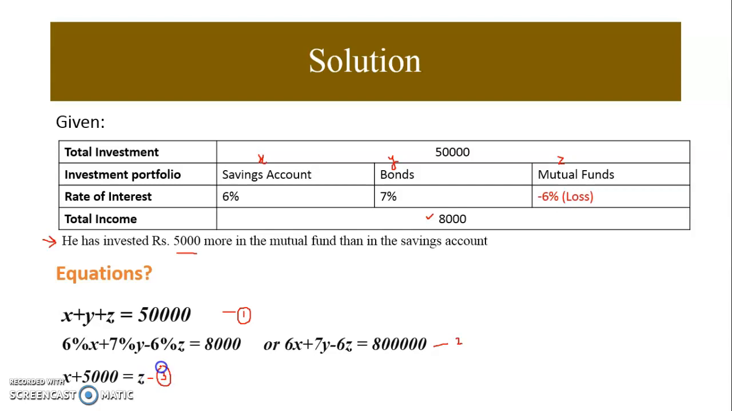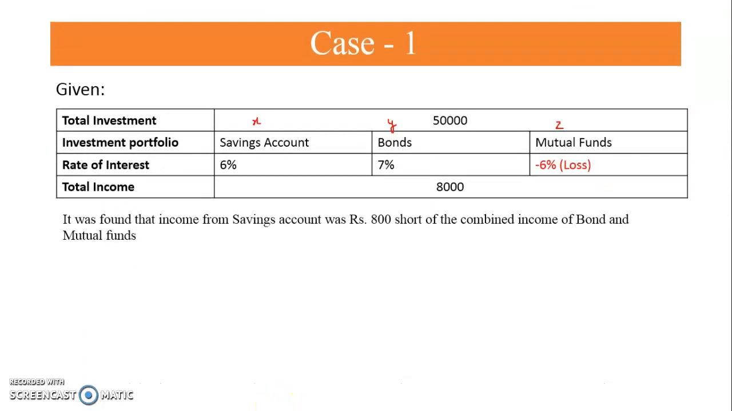Now we will be understanding different alternatives in which different kinds of statements are given and we have to formulate the equation. Okay, so now suppose this is case 1, in which it is written that it was found that income from the savings account was rupees 800 short of the combined income of bond and mutual funds. Since the word income is in the statement, we have to multiply the rate of interest with the amount of investment.